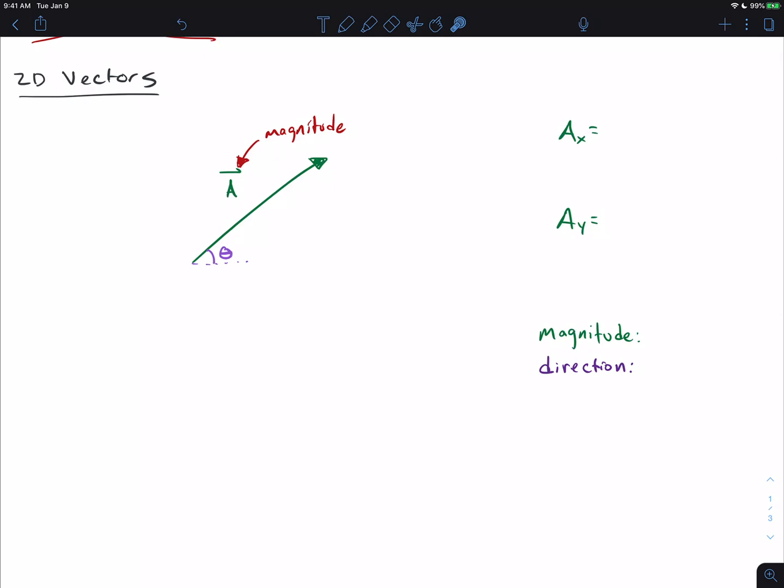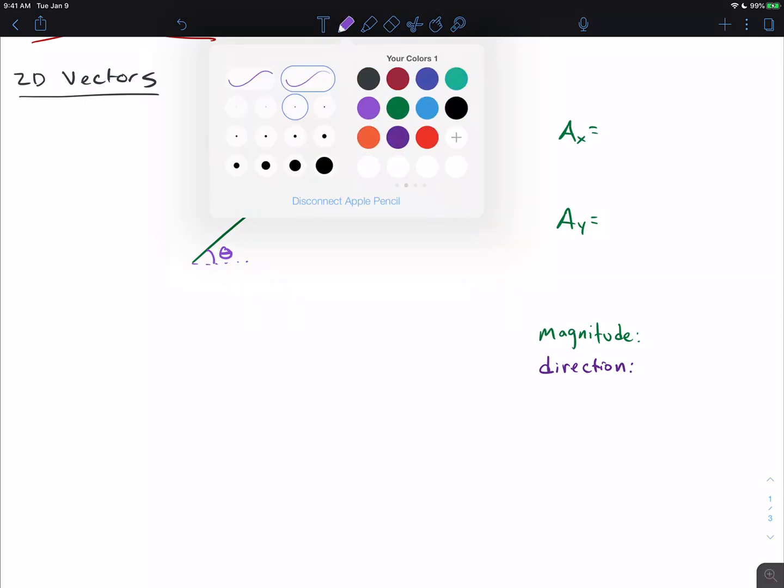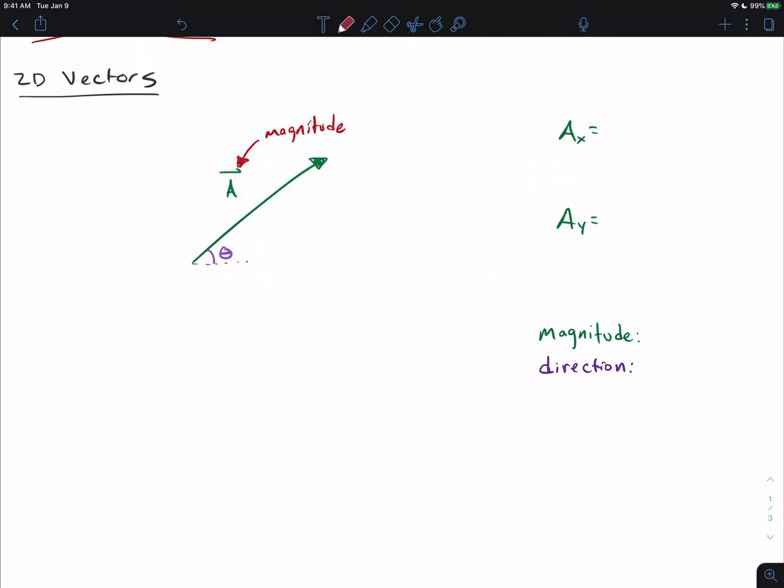Now the important thing, how we're going to be using this in two-dimensional motion, is that we actually don't want to work with these vectors. They're weird, right? They have weird directions, and so it's difficult to describe their motion. It's difficult to describe how they actually work. So what we want to do is split this up. And the way we do this is we take components.